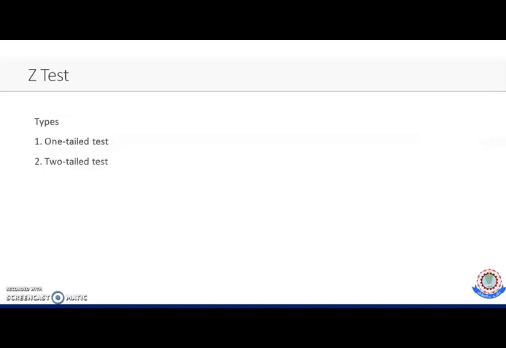Then the Z test is of two types. One is the one-tailed test and the other one is the two-tailed test. The one-tailed test is defined as a test of statistical hypothesis where the alternative hypothesis is one-sided, which is represented as a one-tailed test or one-side test, and this one side may be right or left tailed. The two-tailed test, the second category, is a test of statistical hypothesis based on a rejection region, which is represented on both sides of a standard normal curve.